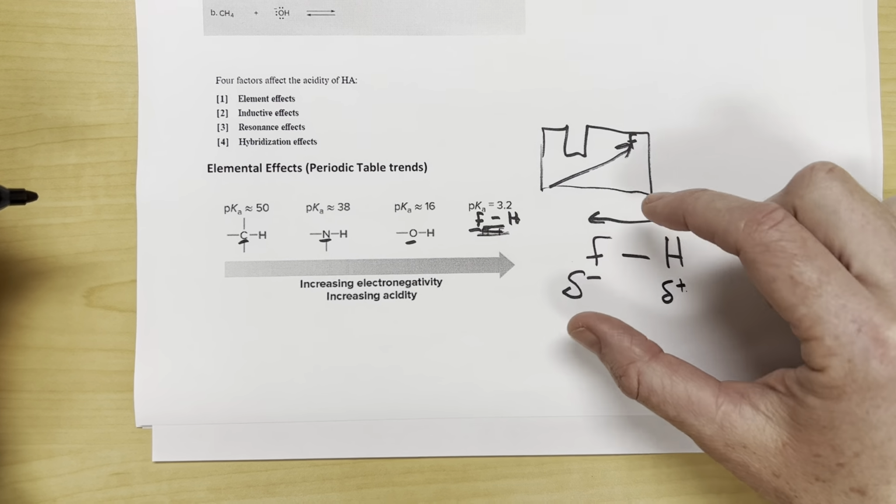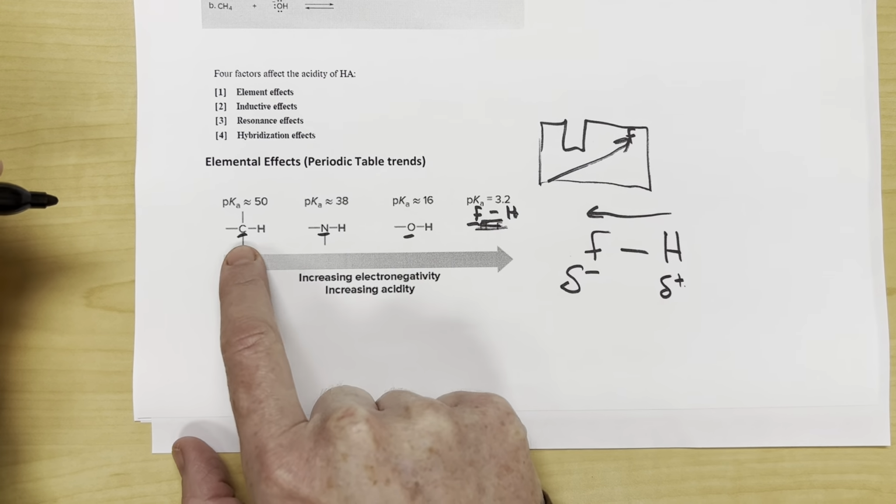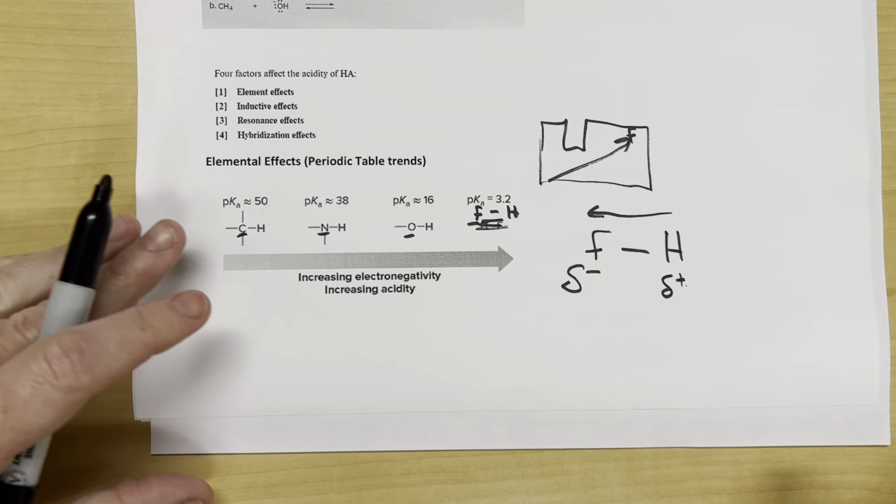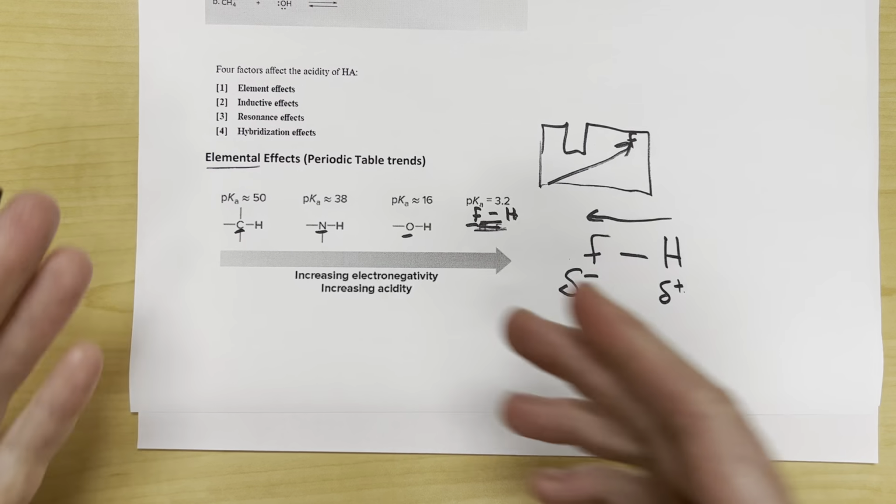All right, and that's why this is a really strong acid, and this one, which doesn't have as much of a pull between the two of them, is not as strong. So those are elemental effects, depending on which element something's bound to.